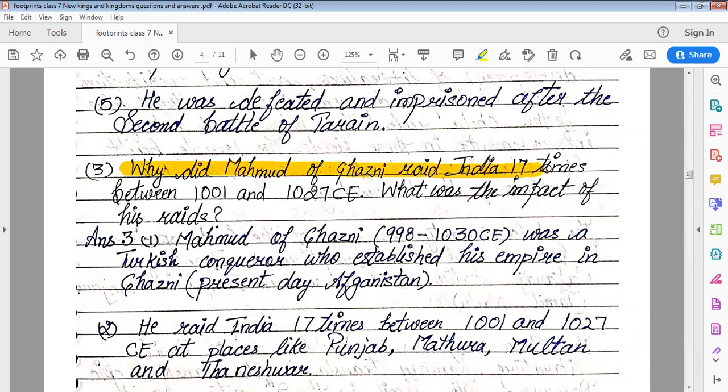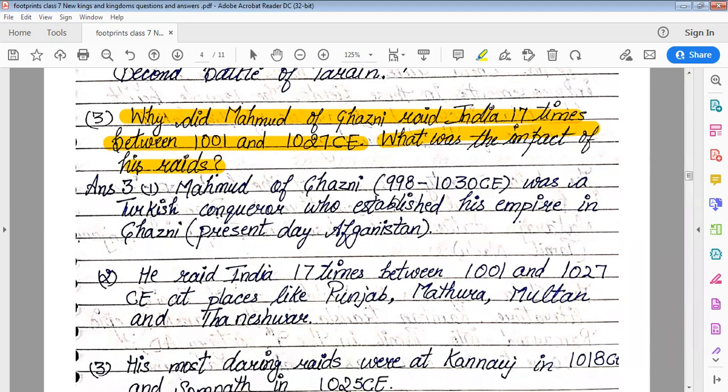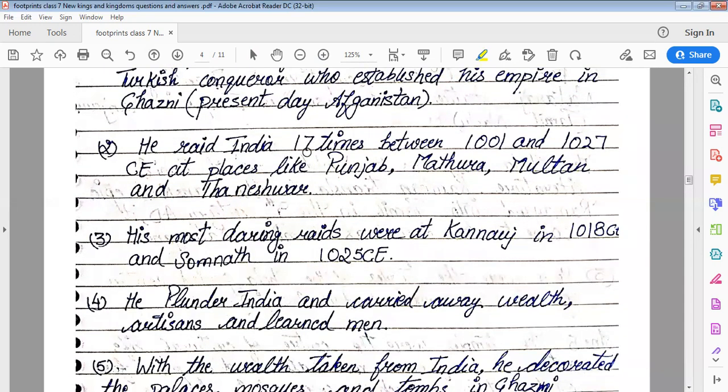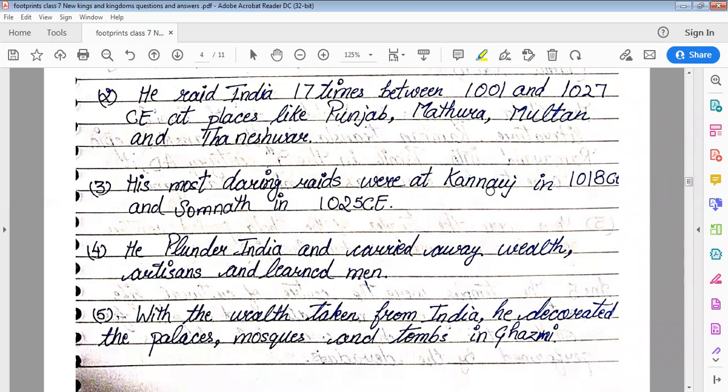Why did Mahmud of Ghazni raid India 17 times between 1001 and 1027 CE? What was the impact of his raids? Mahmud of Ghazni, 998 till 1030 CE, was a Turkish conqueror who established his empire in Ghazni, present-day Afghanistan. He raided India 17 times between 1001 and 1027 CE at places like Punjab, Mathura, Multan, and Thaneshwar. His most daring raids were at Kannauj in 1018 CE and Somnath in 1025 CE.